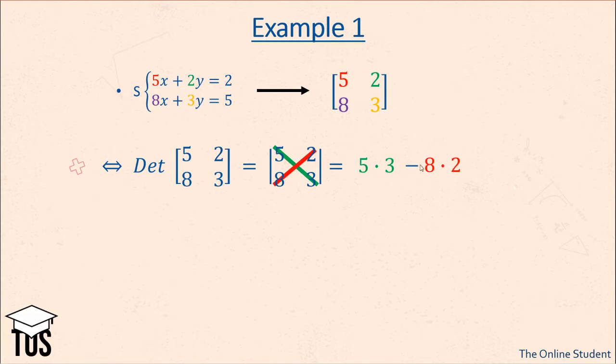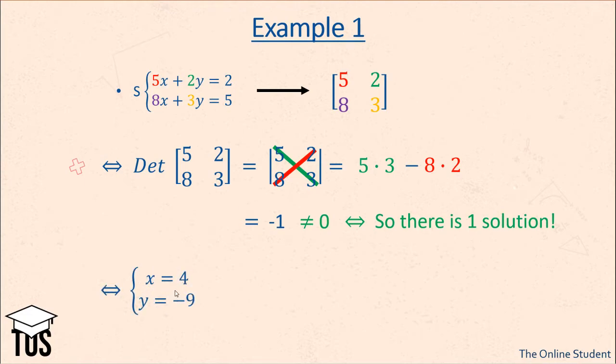Then all there is to it is to simplify this, so we have 15 minus 16, which is equal to minus 1. And we know that if the determinant is not equal to 0, then there is one solution. If you were to solve this system, you would find that these are the variables for x and y. If you want to know how to solve systems with matrices, I strongly recommend you watch my other video on the Gauss-Jordan method.